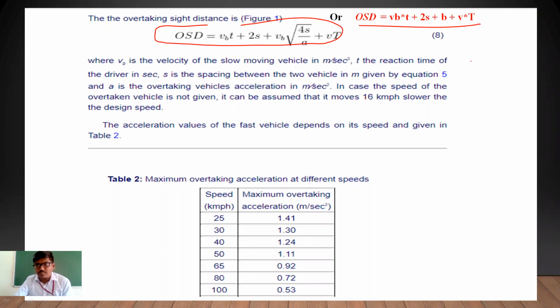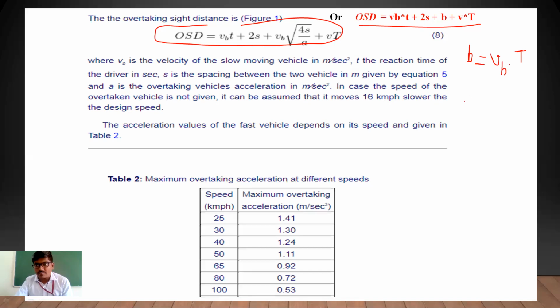So as already mentioned, small b is nothing but VB, V in meter per second, into capital T. So capital T is square root of 4S by A. That has been put here. That's it. Or else you can use this formula.